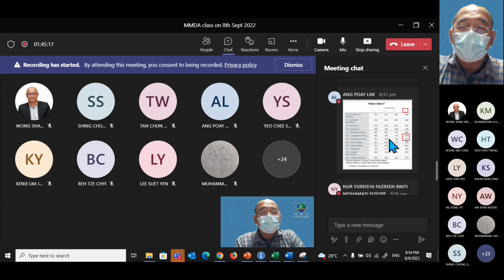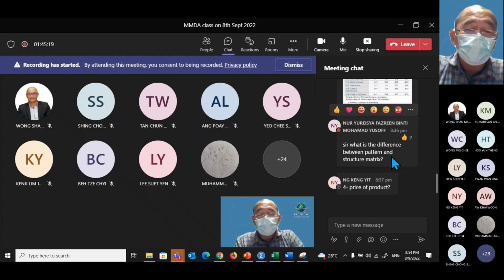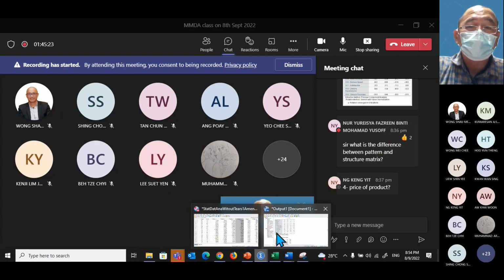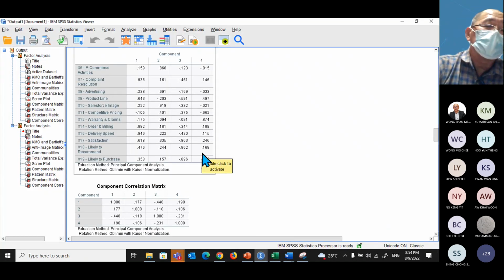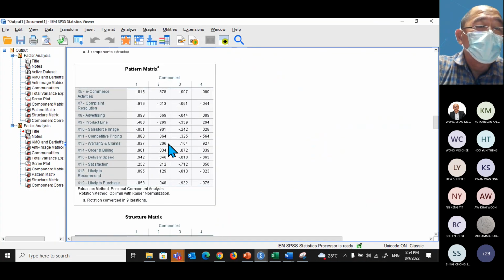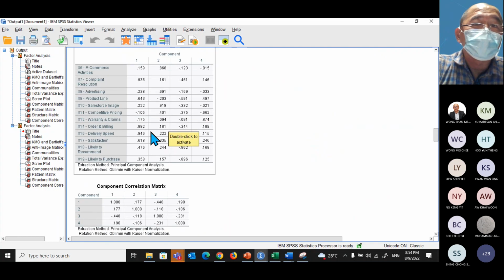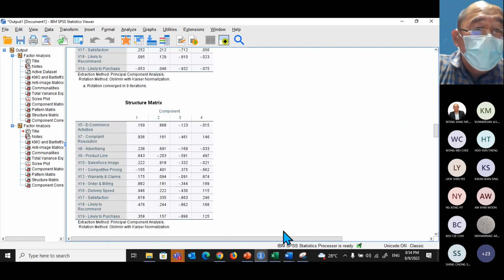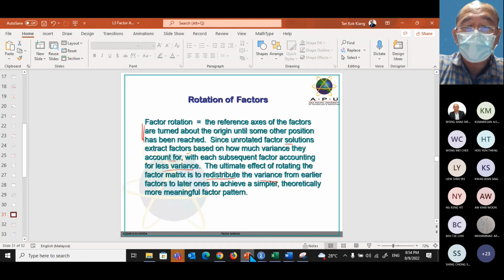So what is the difference between the pattern and the structure matrix? For us, we see the final one, already good enough. So we see only these, the structure matrix.